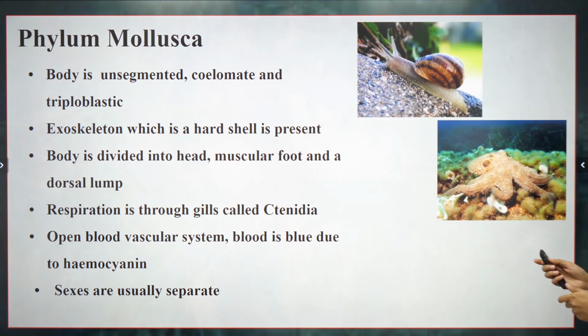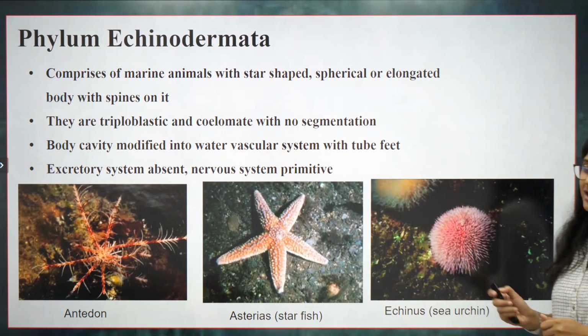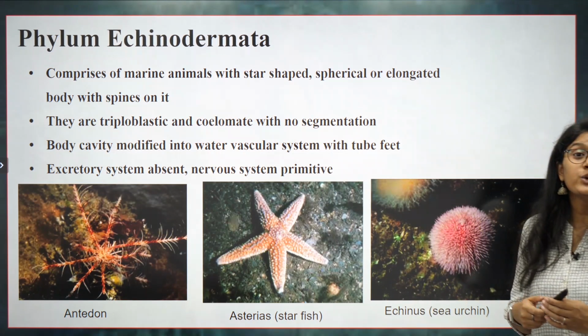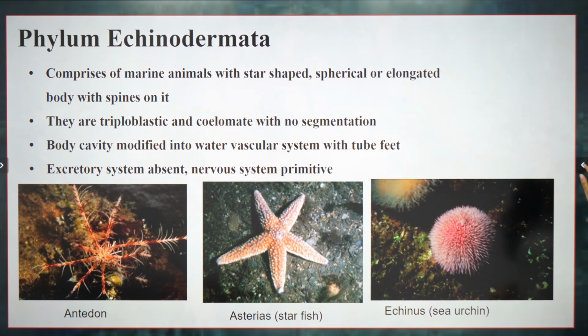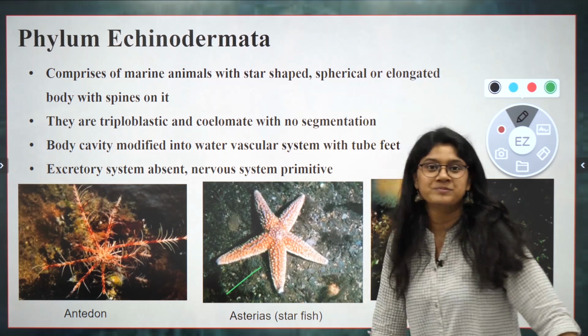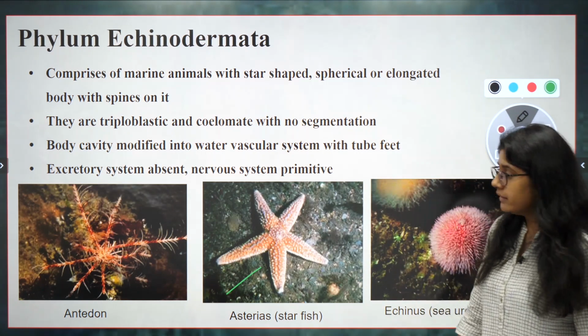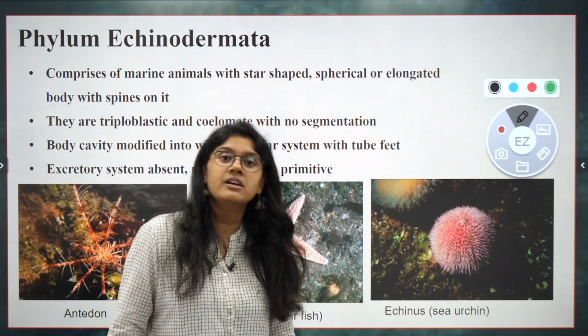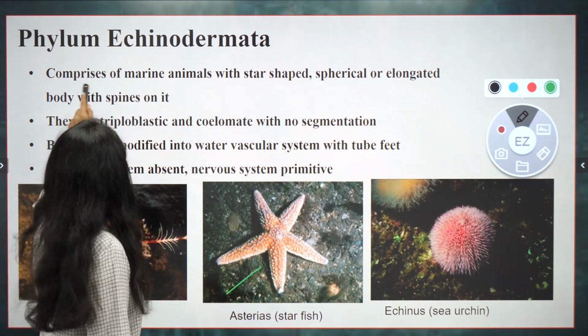Now I hope you're enjoying. We're just about to finish. We're on the last phylum, everyone. The last phylum is Echinodermata. Our favorite starfish comes under this phylum. Okay, so again, majority of these animals are marine. Okay, they usually live in the marine water, that means sea water.